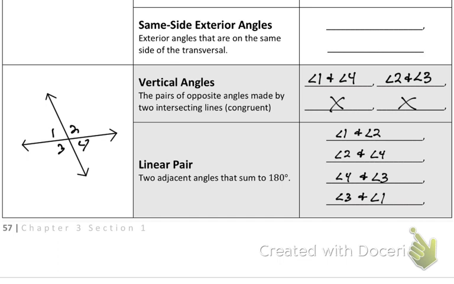So if I had a problem, we could say measure of angle 1 plus measure of angle 2 equals 180 degrees. So the key here is 180. The key here is congruent. So for linear pairs, you think 180. For vertical angles, think congruent. Okay?